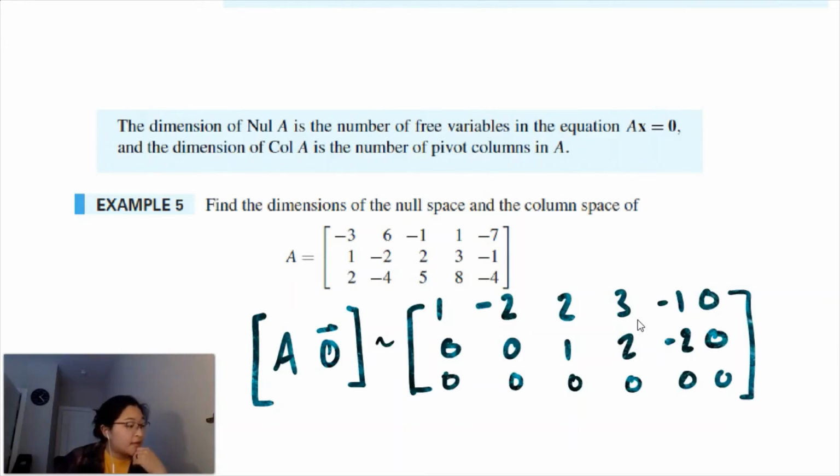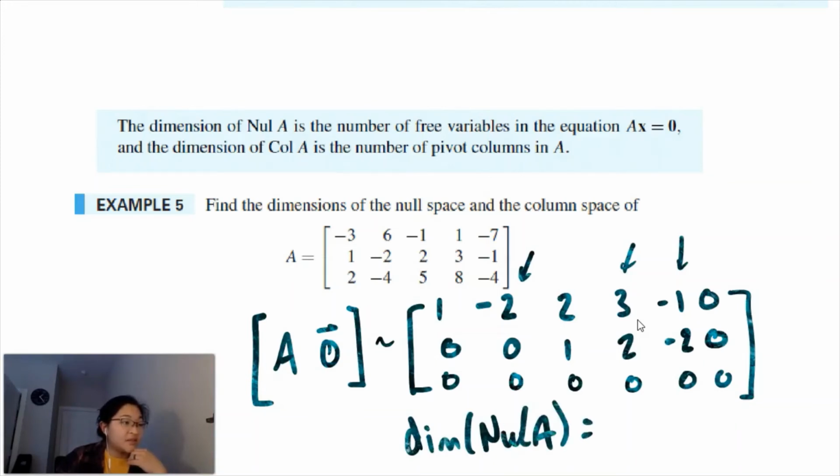And so how many free variables do we have? Because the dimension of our null space is equal to the number of free variables. So we have free variables x2, also x4, and x5. So the dimension of the null space of A is going to be 1, 2, 3. And I guess we don't need parentheses, according to the book.